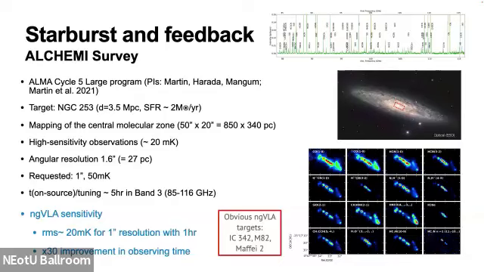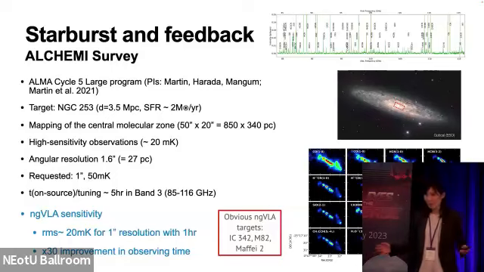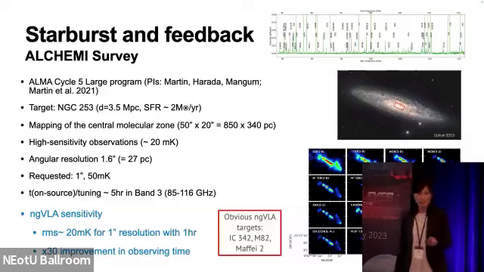So the obvious thing to do is to observe northern sources as bright as NGC 253, and we can also extend to many more sources. And with the wide bandwidth of ngVLA, we can do this kind of spectral scan more efficiently.